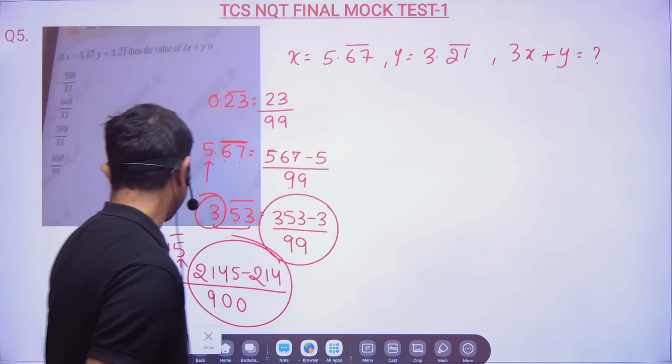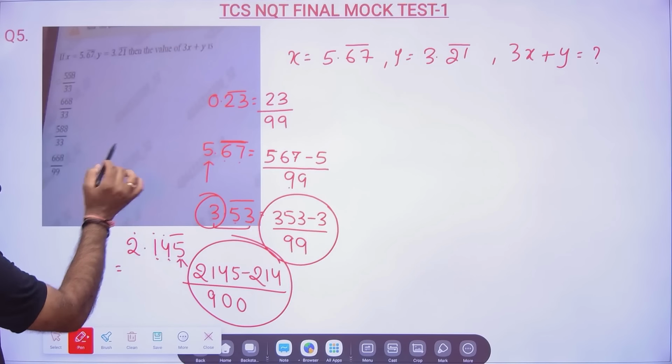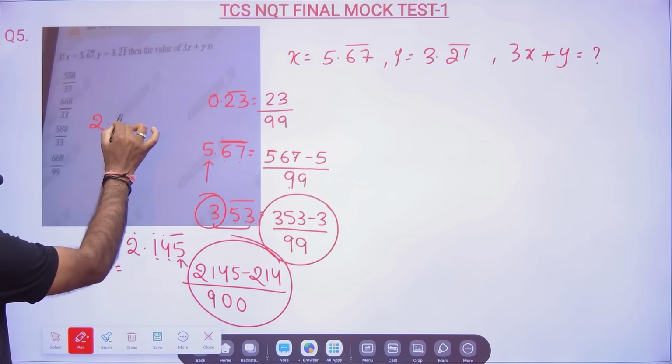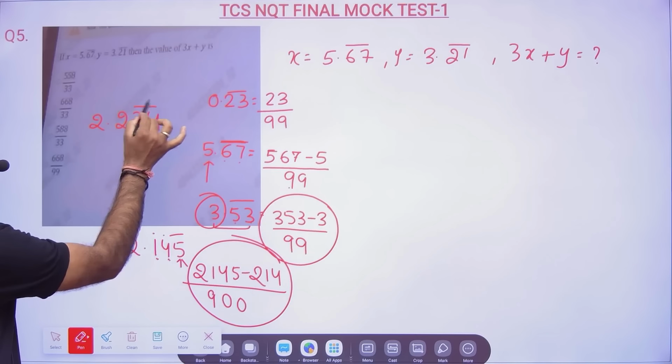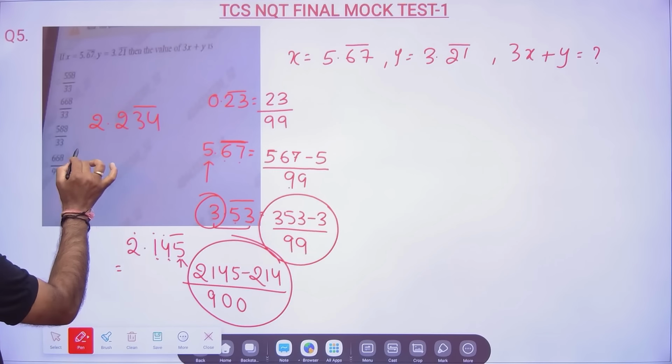We can take one more example. Suppose we have 2.234, and suppose on these two numbers we have the bar. The total number is 2234 minus the number where there is no bar, 22, divided by 99. After decimal we have one more digit, so for that 10 will come. Clear? This bar concept is very easy.